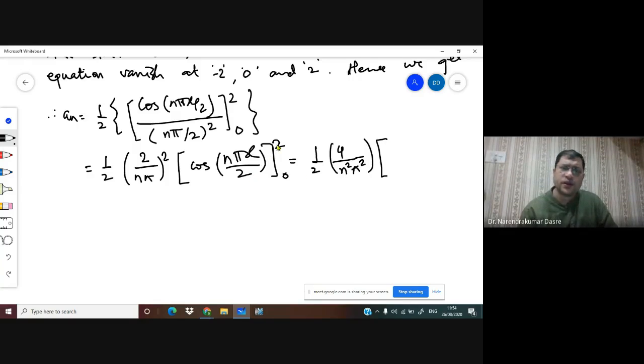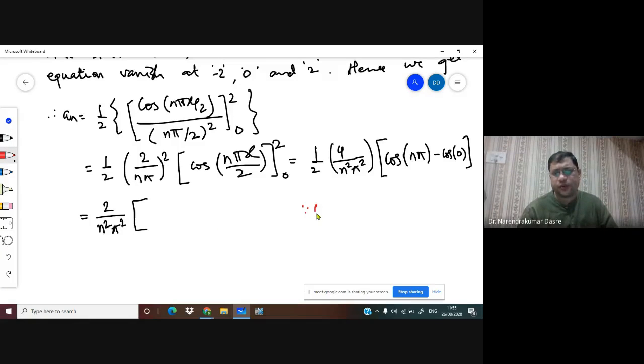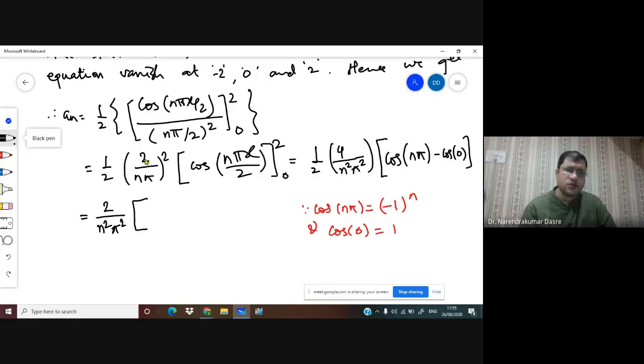Okay. Now apply the limits. So we'll get cos of n pi minus cos of 0. So if you apply 2 here, this 2 will get cancelled and we'll have cos of n pi. And then if you apply 0, I'll have cos of 0. So this is equal to 2 upon n square pi square. Here this 2 will get cancelled. And now cos of n pi. Okay, so what we know is cos of n pi is equal to minus 1 raised to n, and cos of 0 is equal to 1. So we'll get here minus 1 raised to n minus 1. Okay, so this is the value of an that we will have.